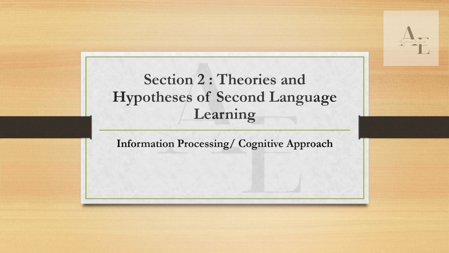Today we'll continue with our second section, which was about theories and hypotheses of second language learning. Last time we talked about Krashen's Monitor model and his five hypotheses. Even though they were criticized, they actually led to further studies in second language learning. But this time we'll talk about the information processing cognitive approach.